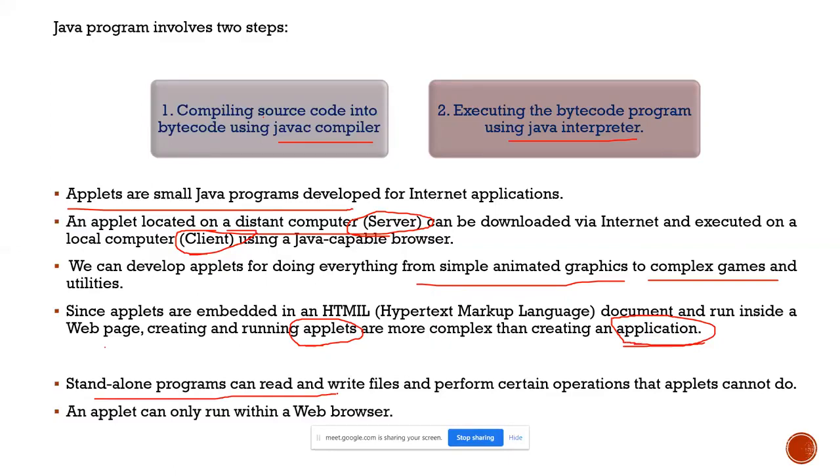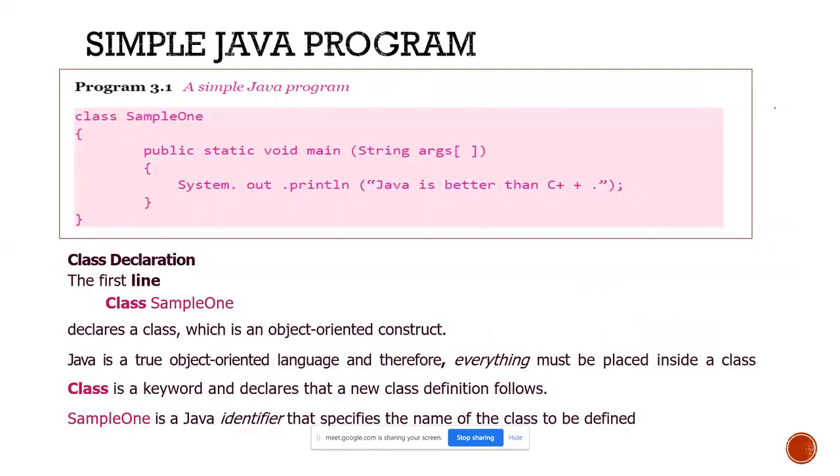Standalone programs can read and write files and perform certain operations that applets cannot do. An applet can run only within a web browser. They cannot run anywhere else. Only if you have a Java-enabled web browser can you run applets.